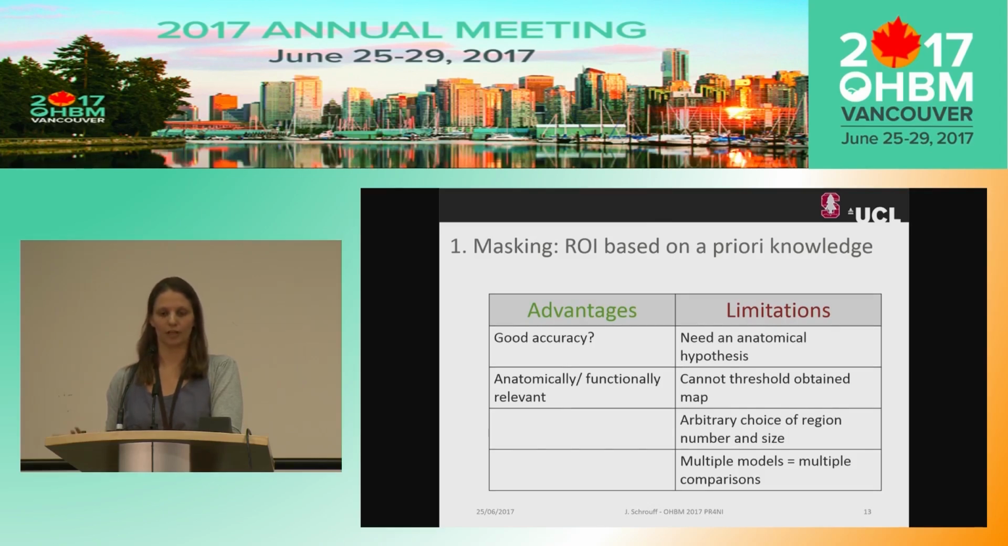You cannot threshold the obtained weight map. The fusiform gyrus in that case is actually pretty big, but you cannot look at specific subregions of that. It's an arbitrary choice of the number of regions and their sizes, and if you test it on multiple regions, you need to correct for multiple comparisons, whether that is using the permutation test that Carsten just mentioned or not.